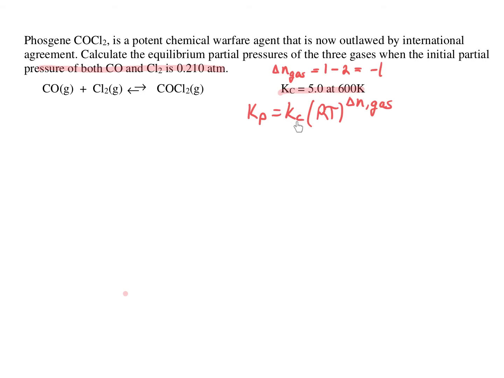Kp equals Kc times RT to the delta n gas power. And delta n gas is the number of moles of gas in the products, which is 1, minus the moles of gas in our reactants, which here is 2. So delta n gas is minus 1. So that leads to Kp equaling Kc times RT to the minus 1 power, or Kc divided by RT.